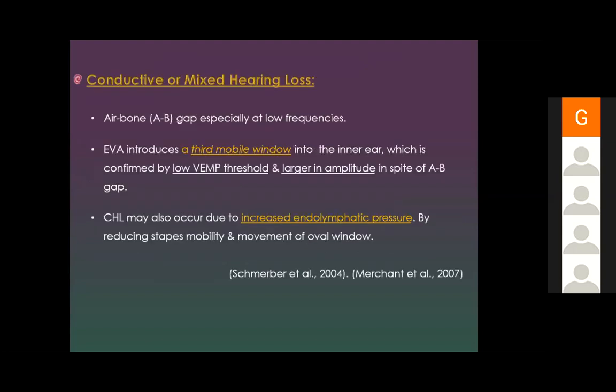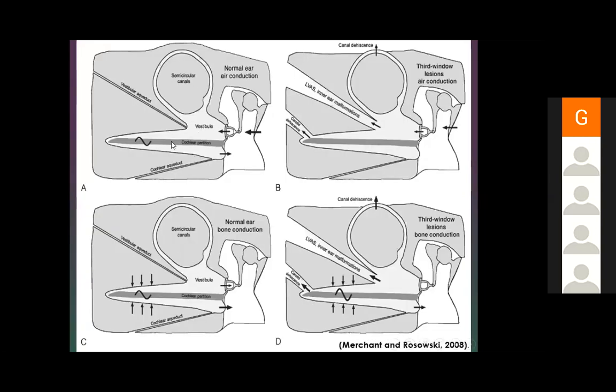Conductive or mixed hearing loss. It is reported that an air-bone gap is present in cases of EVA. For the cause of the air-bone gap there are two speculations, the first being the third window phenomenon, which appears in this figure. The upper left diagram is the normal system. A sound wave enters from the external ear to the middle ear to the cochlea, with a normal, narrow, thin vestibular aqueduct, as seen. So it is of high impedance, and no pressure fluctuation from CSF is transmitted through it. So all sound waves are directed to the cochlea, vibrating the basilar membrane, and the process is completed.